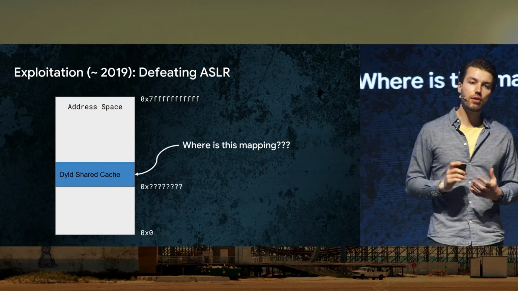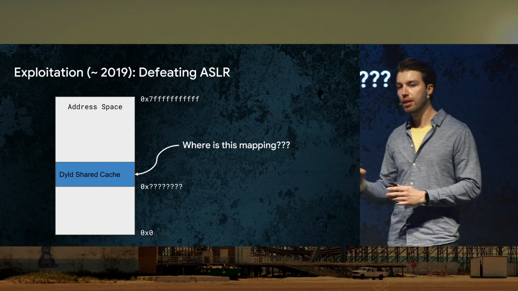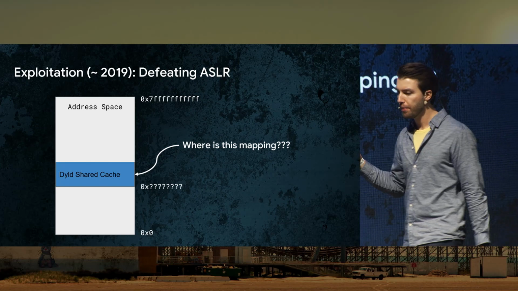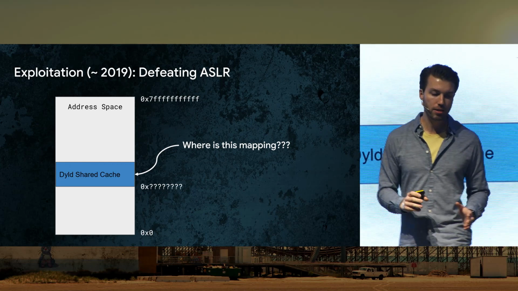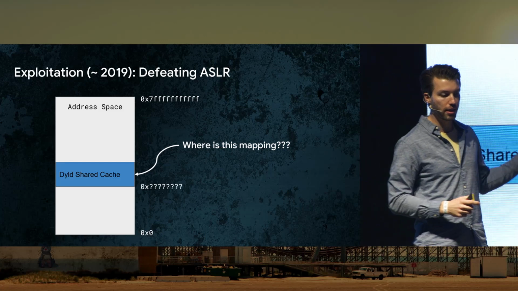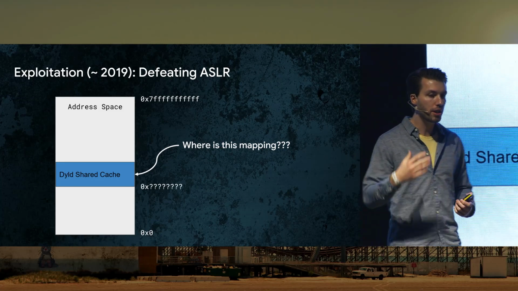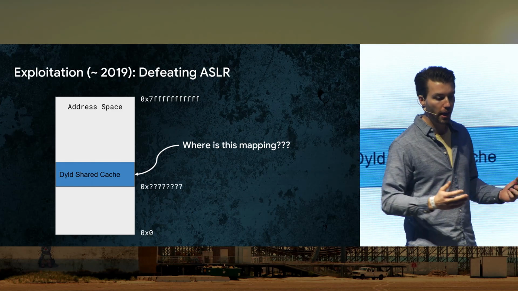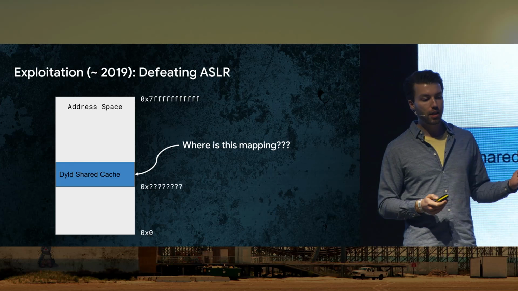And we now need to find a certain mapping, like a certain object in the address space. It's called the DYLD shared cache. It's not really important what's in there. It's basically all the code libraries linked together. All the code is in there. And we need to find it to then continue the exploit, because we don't know where anything is in the process. So this is our next task.